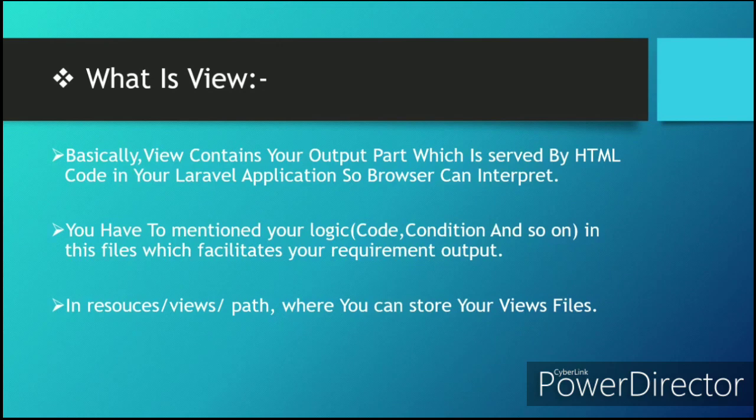So the first question that arises in your mind is, what is view? Basically, view contains your output part, which is served by HTML code in your Laravel application, so the browser can interpret it. You have to mention your logic, such as code or a condition and so on, in this file, which facilitates your required output. In resources/views path, you can store your view files.